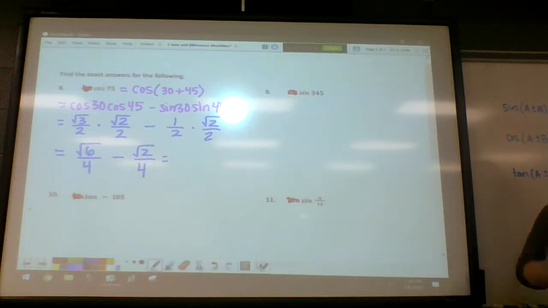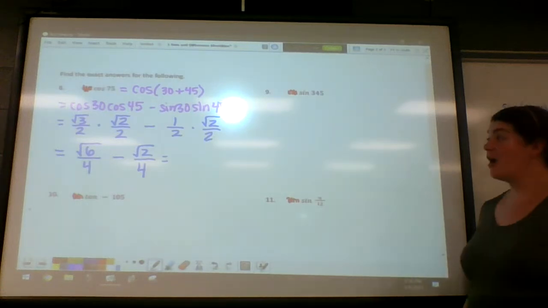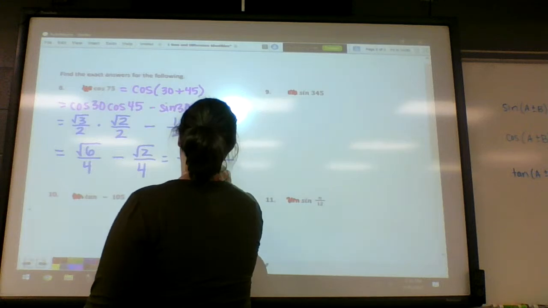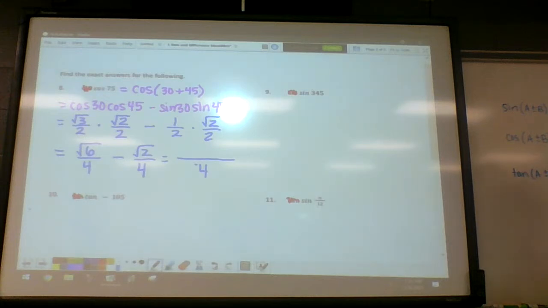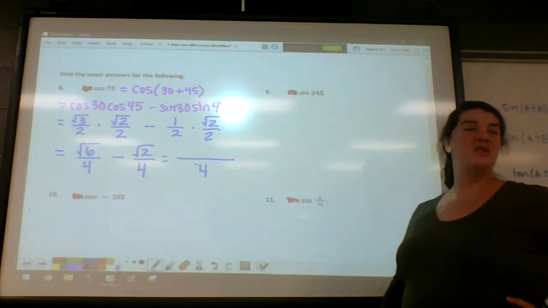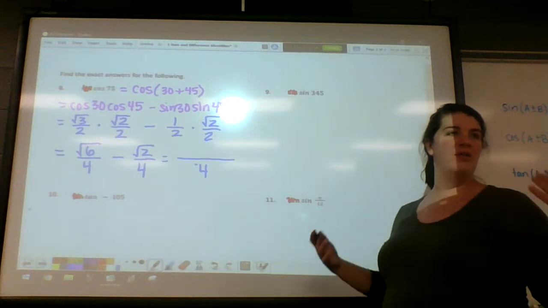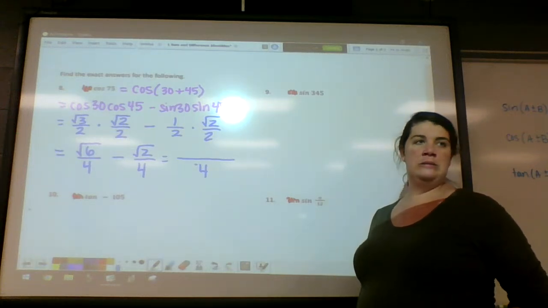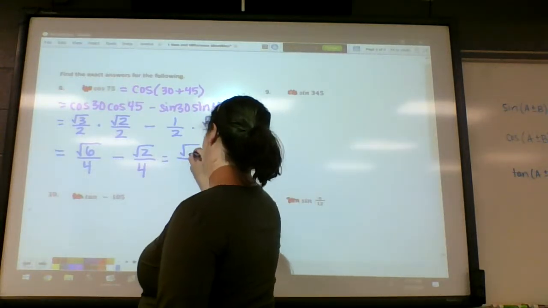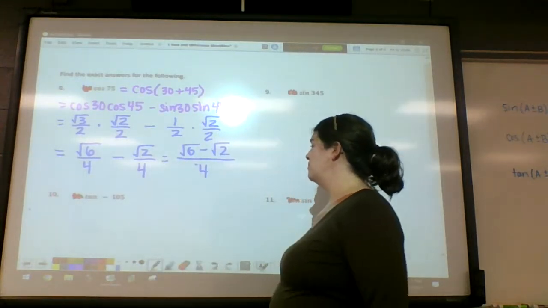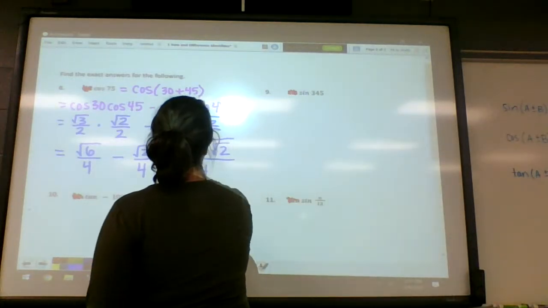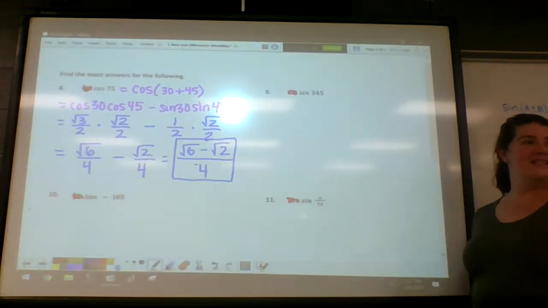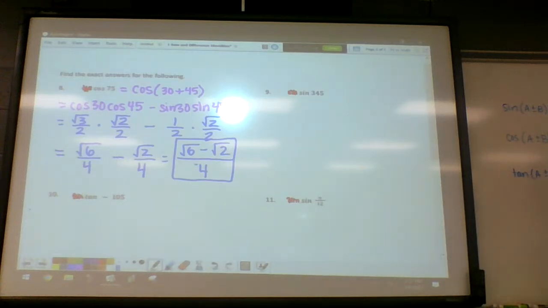All right, and then can we put these two fractions together? Yes, they have a common denominator, so the common denominator will be over 4. In the numerator, what will we see? Can you put square root of 6 minus square root of 2 together at all? Those aren't like terms. Nope. It's just square root of 6 minus square root of 2 all over 4. So this is the best we can do in terms of simplifying our answer down. So that is the exact value of the cosine of 75.